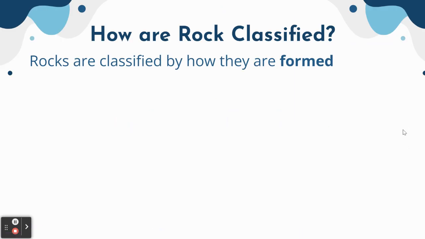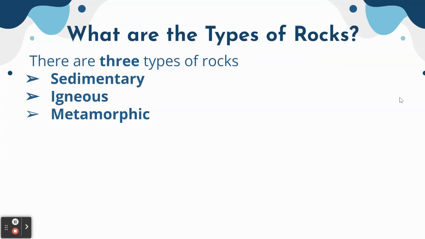How are rocks classified? Rocks are classified by how they are formed. So you're going to be filling in your blanks with the words that are in bold. Pause the video if you need to catch up to write.